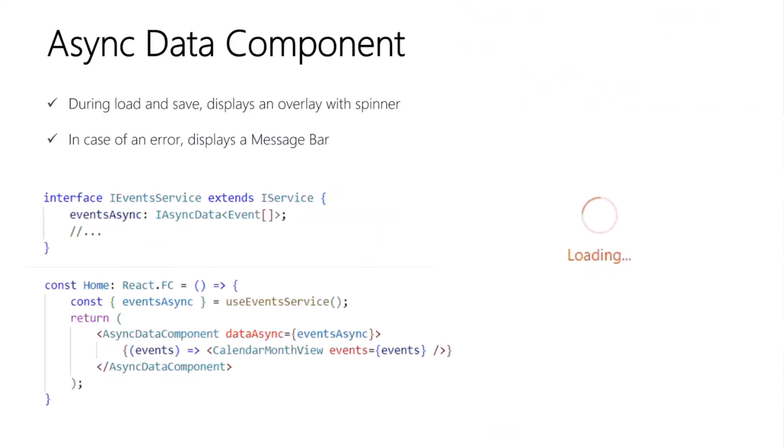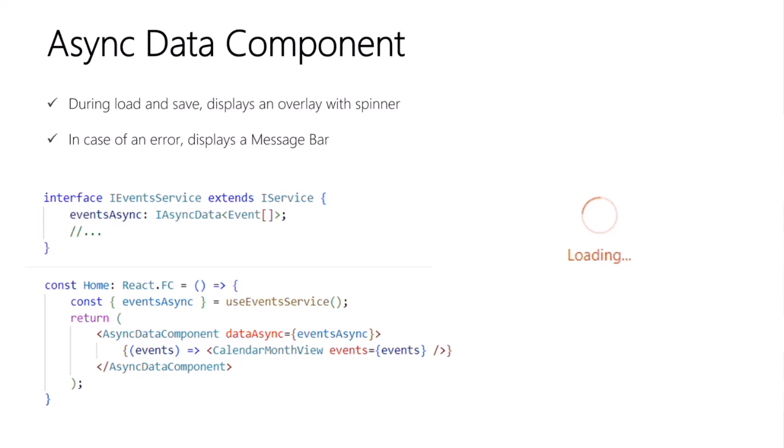Next up is the async data component. This component is useful as a boundary where you have data that needs to be fetched asynchronously. While the data is initially loading, it will display a Fluent UI overlay with a spinner, like the one shown on the slide, in the center of the region. In the case of an error, it will show a message bar.